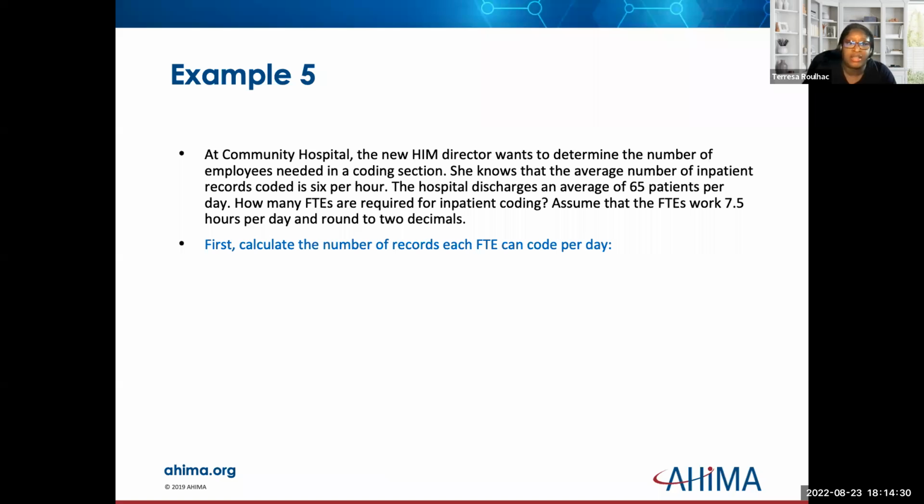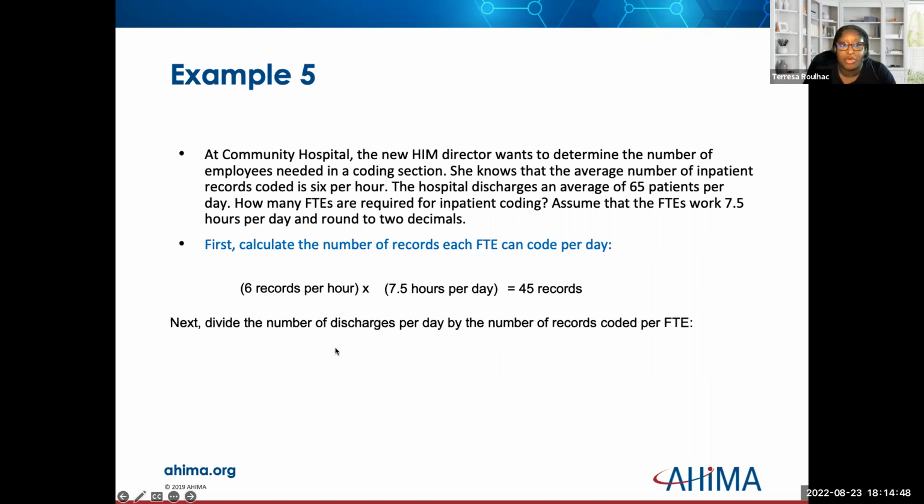So first, we calculate the number of records each FTE can code per day. We take our 6 records per hour times 7.5 hours per day, giving us 45 records. Next, divide the number of discharges per day by the number of records coded per FTE.